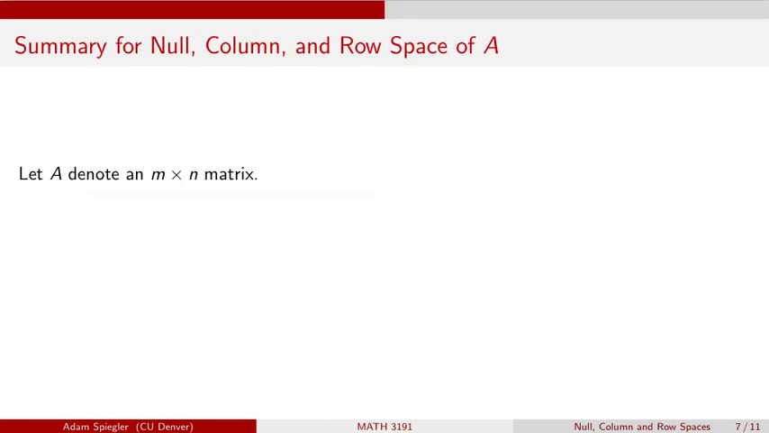Okay, so let's summarize some of these results that we've seen for null, column and row spaces for an M by N matrix A. If we have a matrix A which is M by N, we are thinking about this as a map from Rn, the number of columns in the matrix, to Rm, which is the number of rows in the matrix. So our domain here is Rn, and the codomain is Rm.